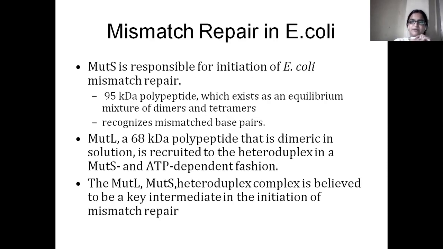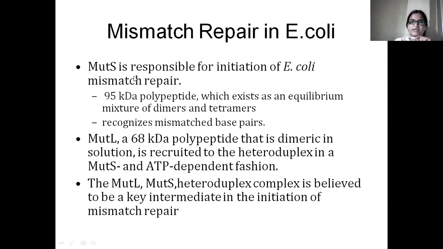So, coming to the MMR, or mismatch repair, in E. coli, here MutS, as we have discussed, is used for identification of the mismatch, or initiation of E. coli mismatch repair. Here, MutS is a 95 kilodalton polypeptide which exists as an equilibrium mixture of dimers and tetramers. So, this protein can occur as a dimer as well as a tetramer. Dimer means two proteins together, and tetramer means four proteins held together.